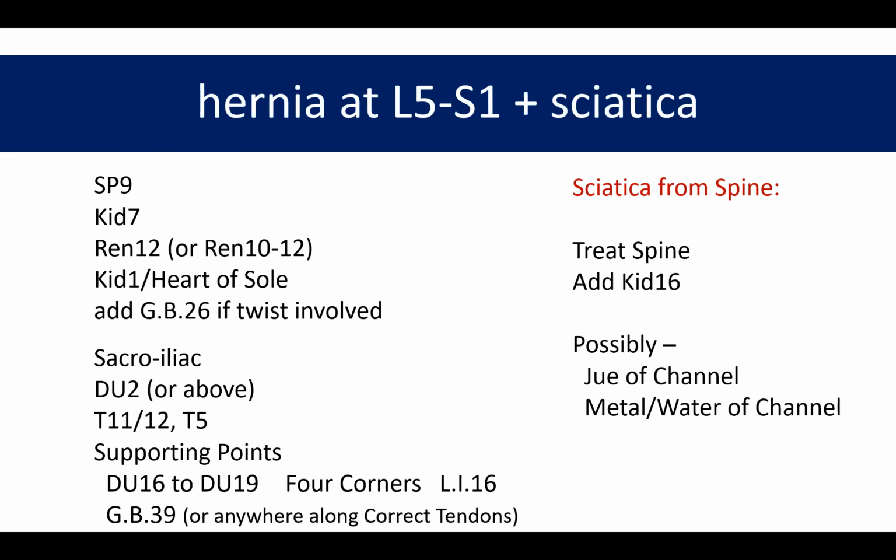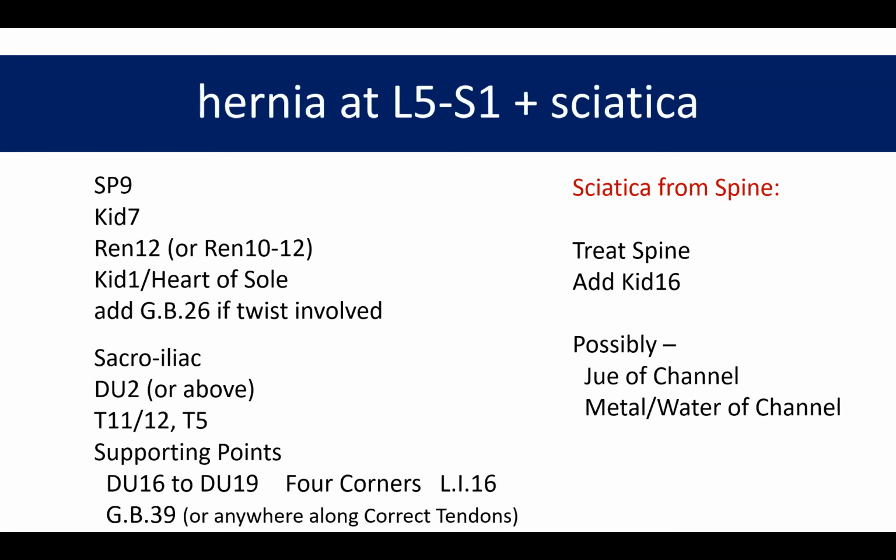It's a spinal problem, so look at kidney 1, or 1 sun towards the toes from kidney 1, that's heart of soul. If there's a twist involved, like they bent over and picked up something but twisted as they picked it up, that's a gallbladder 26 indication. On the back, you're going to do the sacroiliac ligaments, Du 2, T11, T12, and T5, because that activates the spine.